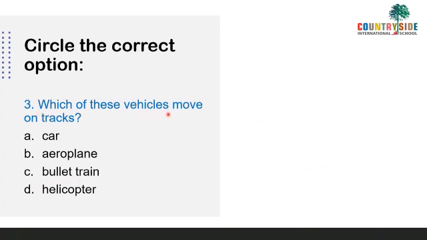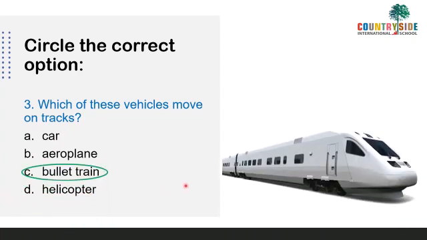Which of these vehicles move on tracks? Car, aeroplane, bullet train or helicopter? Helicopter moves on track, right? There's a track created for helicopter or for cars. Let's see. Bullet trains. Trains always move on tracks.